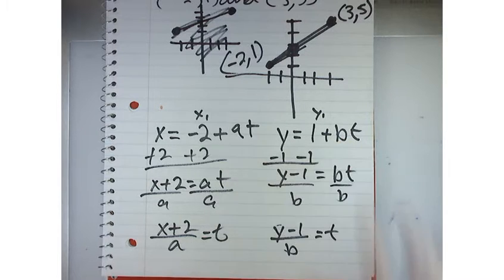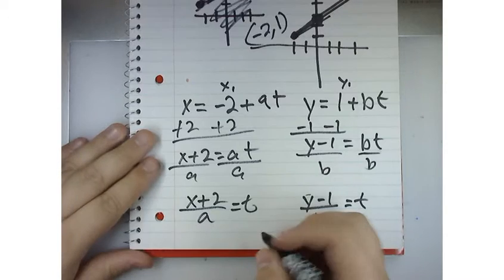Okay. So now if I take both of those equations and solve for t, I get a relationship between x, y, a, b, and t. In other words, I could set these two equal to each other.